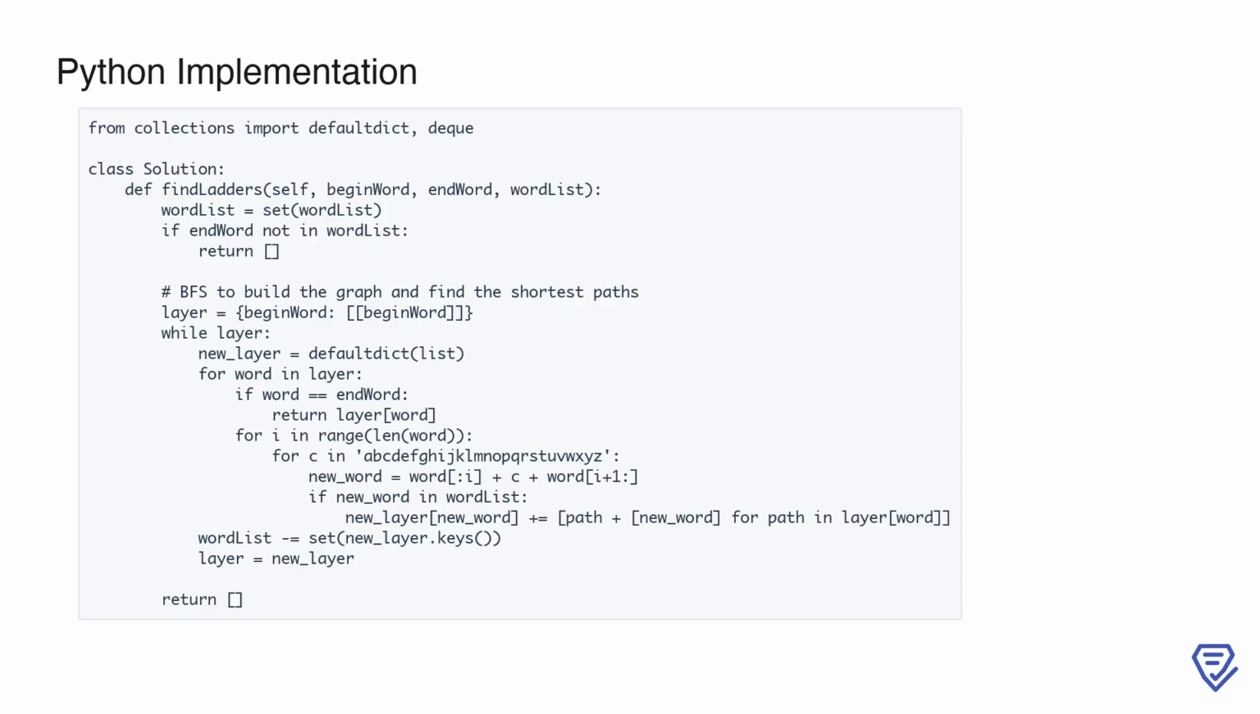If the loop completes without finding the end word, we return an empty list as no transformation sequence exists. This approach ensures that we explore all shortest paths in a level order fashion, making it both time efficient and memory efficient for this problem.